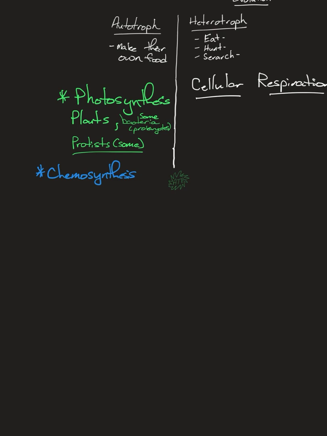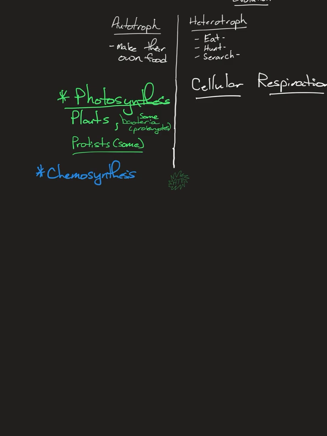Plants, some bacteria are prokaryotes. These are eukaryotes. Protists mean the same. There's some protists that use photosynthesis. Some bacteria use photosynthesis. And most plants do photosynthesis. Is that clear? That's photosynthesis. We're going to talk about that in just a minute.